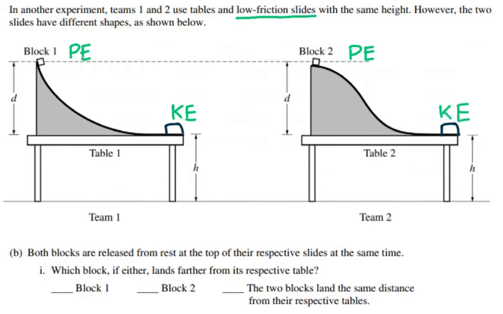So that means their initial horizontal velocities when they leave the tables are going to be the same. And because their velocities are the same, and the time to land is the same because they're coming from the same height, they will land the same distance away from their respective tables.